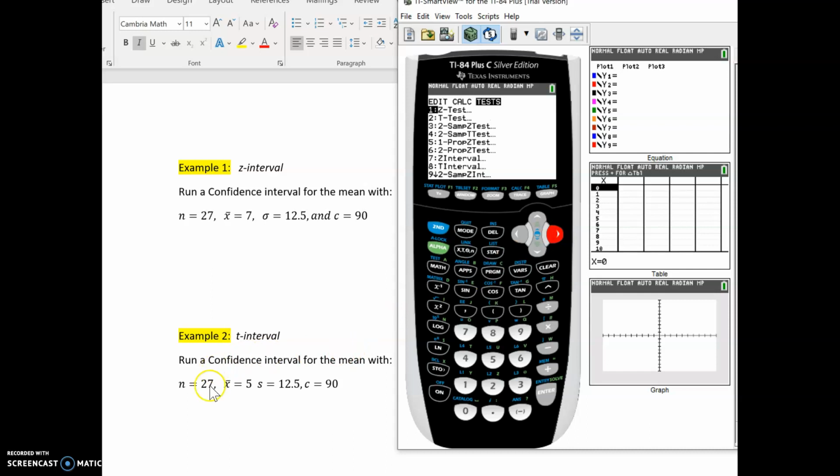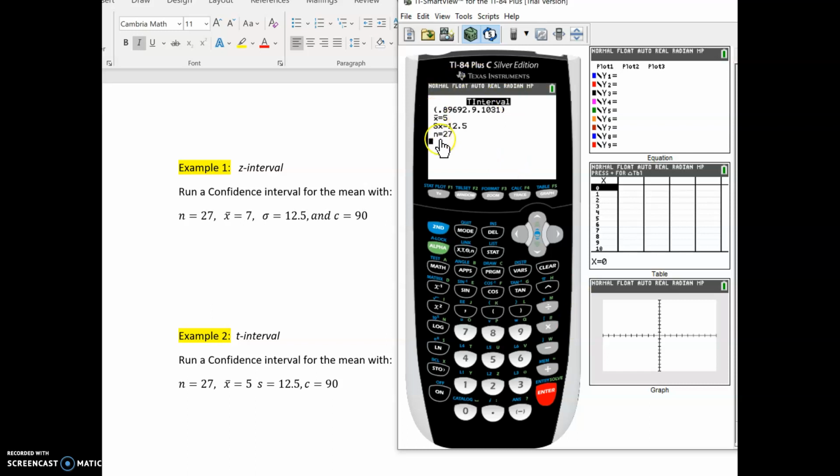And in test, because we do not have the population standard deviation, you're going to be running a T interval. This is, in this case, number 8. Now, as you run it, the mean happens to be, for this problem, 5. The standard deviation of the sample is 12.5. The sample size is also 27, and the C level is 90. At this point, we're ready to calculate, and this is going to be our T interval.